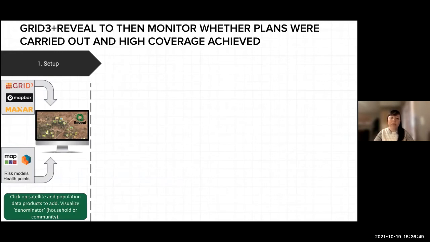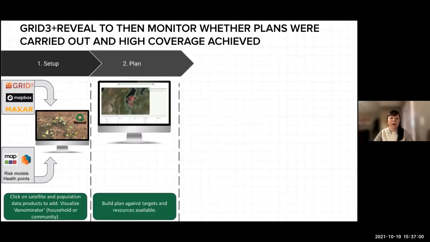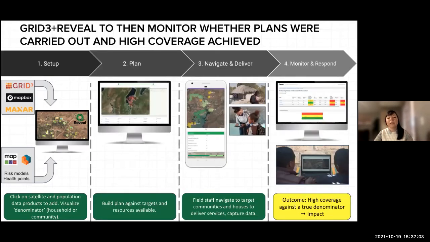So in this first stage is the setup stage, where we were taking various data products and bringing them into the Reveal platform. Here you can see the Grid 3 data products were brought into Reveal to then initiate that planning process. Again, understanding where are the target settlements and what resources do we have available? Where will we be placing IRS versus LLINs? That plan is then moved into the mobile client. You can see in step 3.